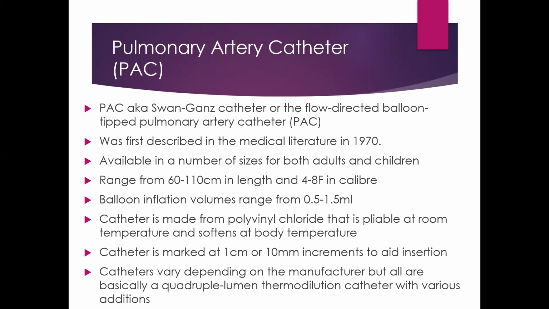Once you are in the pulmonary artery and you're able to get that arterial waveform, you can inflate your balloon with 0.5 to 1.5 mL. This helps to wedge the balloon in the pulmonary artery system. The pressure you take at that point is called the pulmonary artery occlusion pressure, or the pulmonary capillary wedge pressure. This is important because it determines the flow status of the patient. It also helps you to rule out pulmonary artery hypertension.